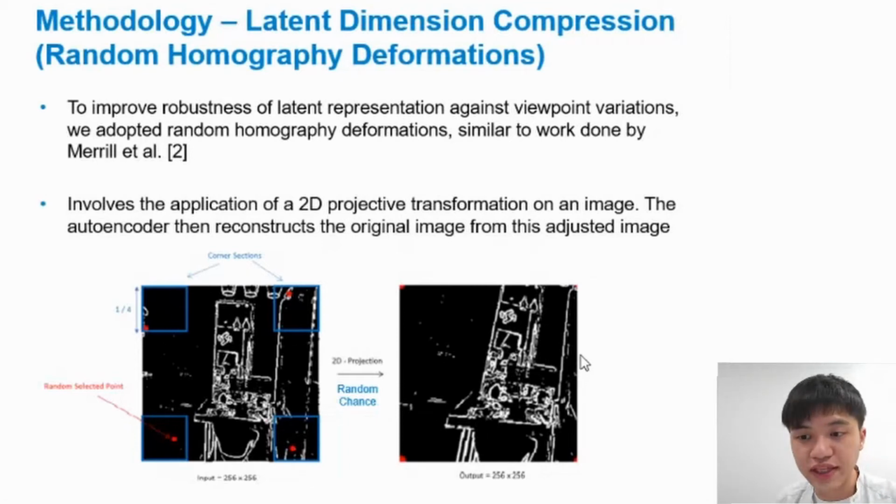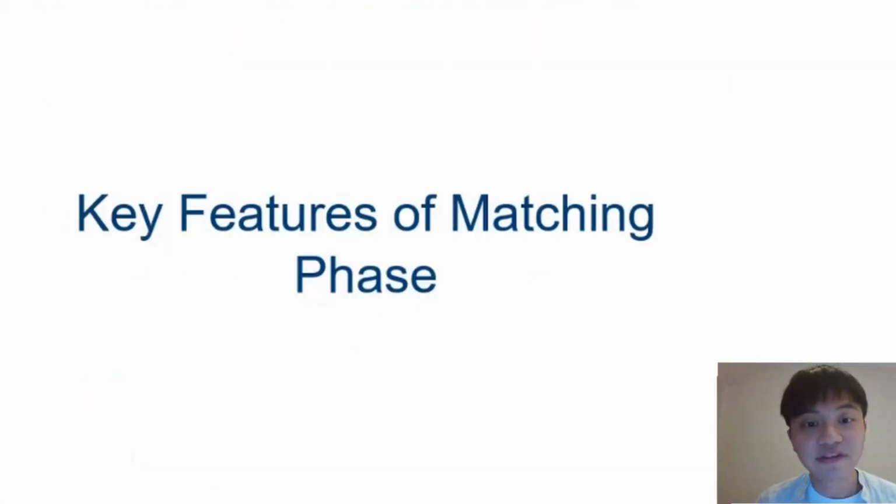What we actually do is use our autoencoder together with this, where we put this deformed image through the autoencoder to try and reconstruct the original image. Doing that allows our latent representation to be a bit more robust against viewpoint variations. So what happens after we get the latent representation of each of the images? The next step would be to just match these latent representations to figure out whether or not a loop closure has actually occurred. Remember that a key detail within this matching phase is that we aim to reduce the number of false positives, which, as we have mentioned, is very detrimental in the case of loop closure detection.